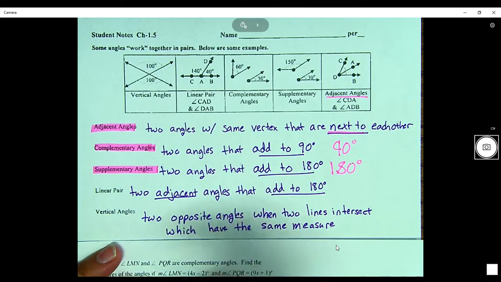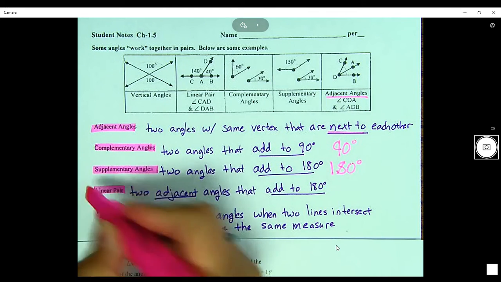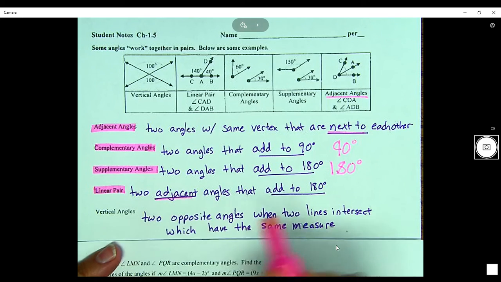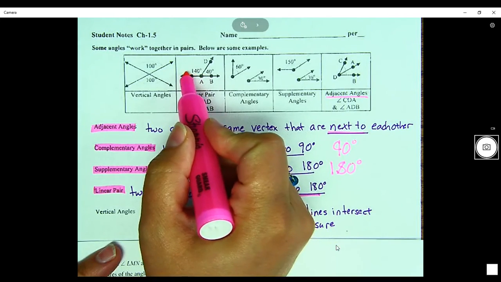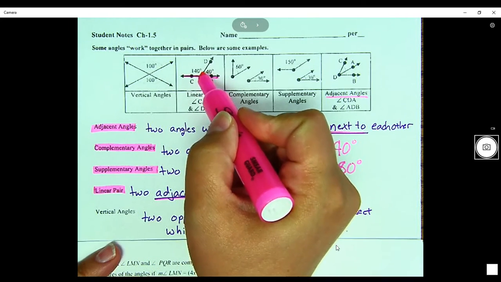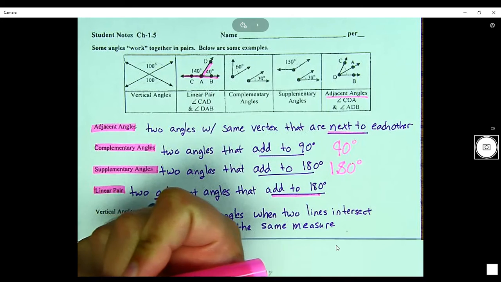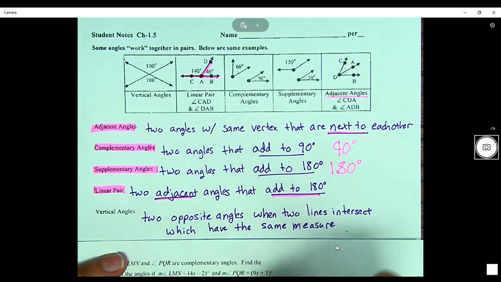A linear pair. A linear pair has a couple of qualifications. It must be adjacent and it must add to 180. So this right here is a linear pair. You'll notice there's a line there, and those two angles that are adjacent add to 180 degrees.